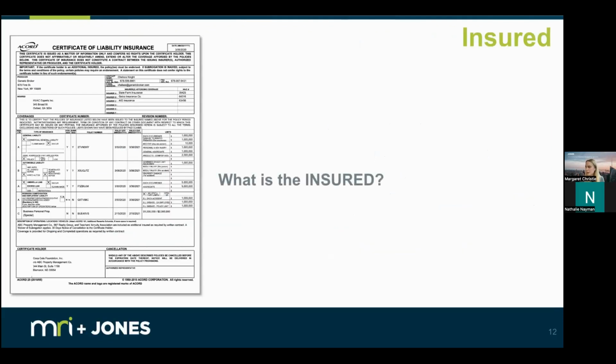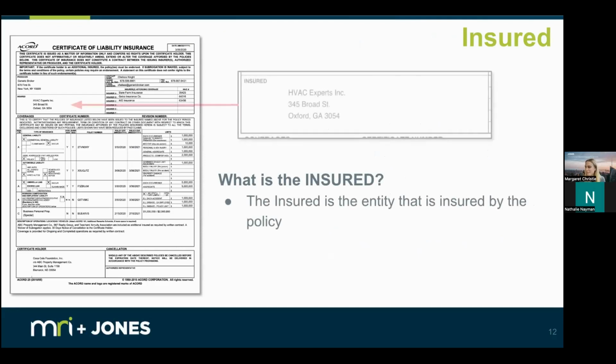So we're going to start here with the insured. So what is the insured? The insured is an entity name that is going to be on the COI, and this is the person who is insured by the policies on the certificate of insurance. It's going to be right here. It's really important that you check to make sure that the insured matches the name of the vendor or tenant. I know that that sounds silly, but you definitely want to make sure that the COI is for the right person. They may have a DBA name, but it's important to check this, and this is always the first thing that we check here at Jones.